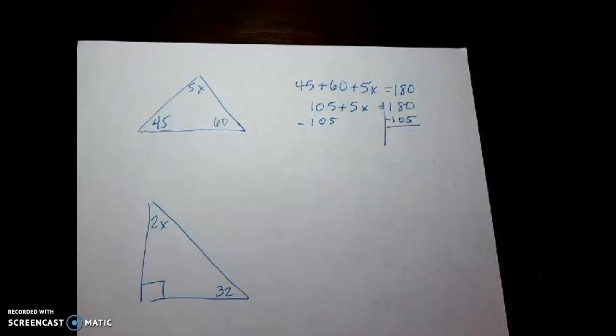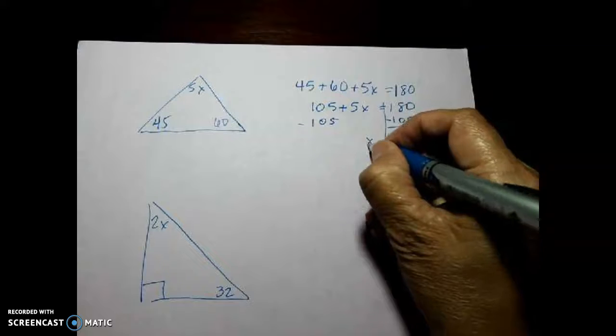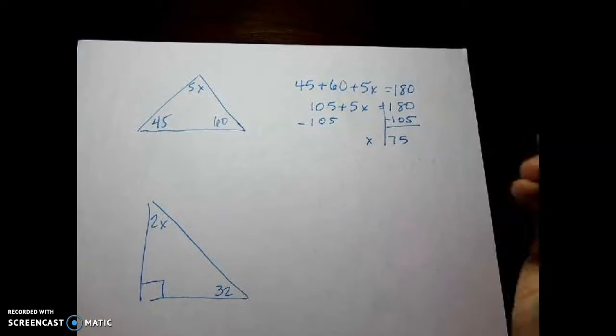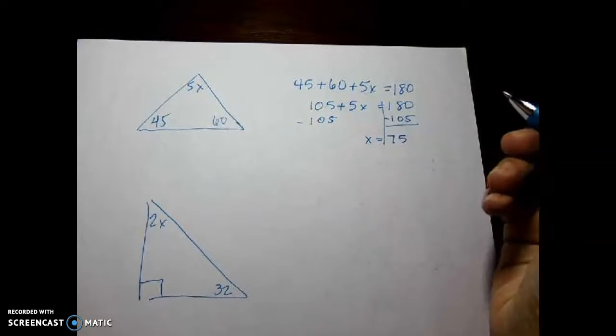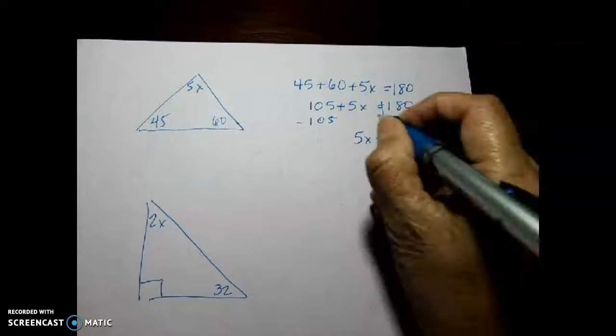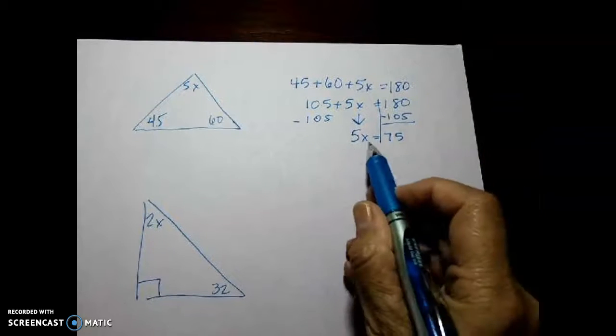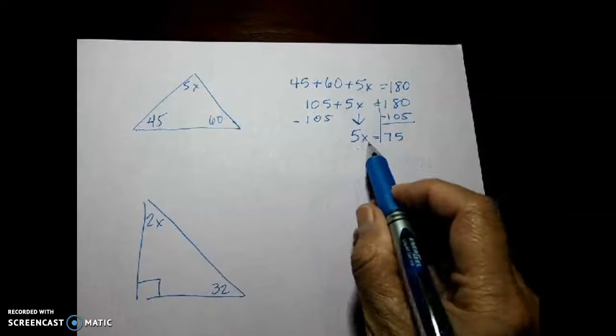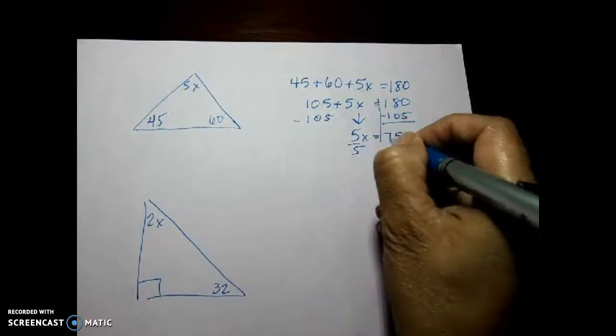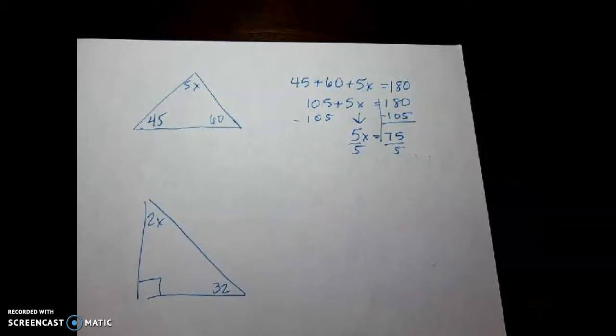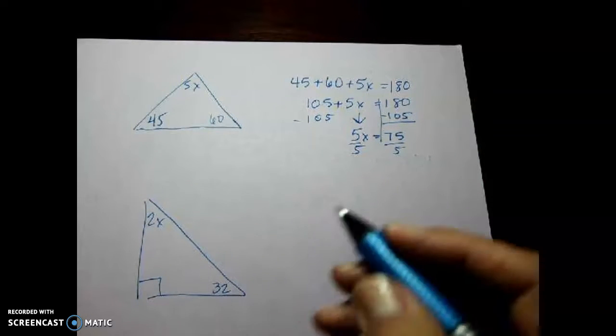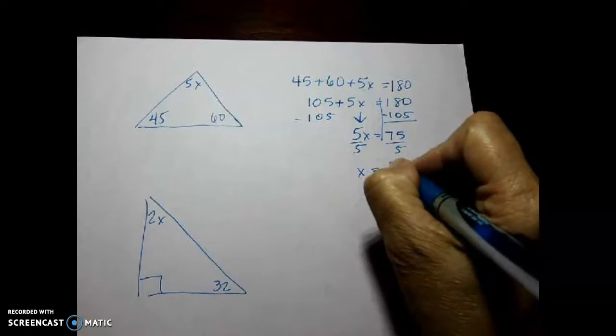So 180 minus 105 equals 75. Bring that 5x down. So 5x equals 75. Remember, we're going to do the opposite, which is divide. 75 divided by 5 is 15, so x equals 15.